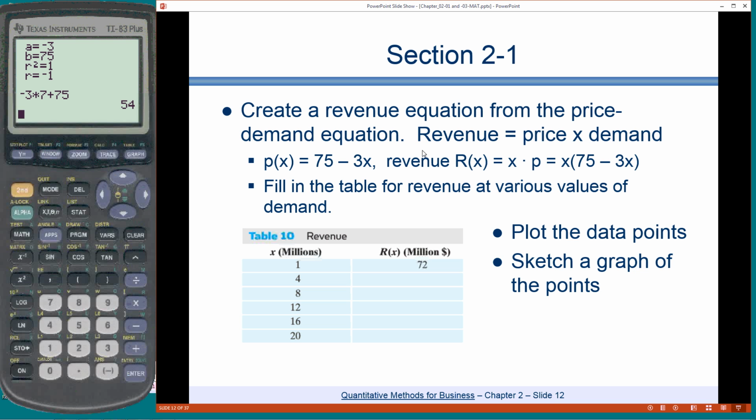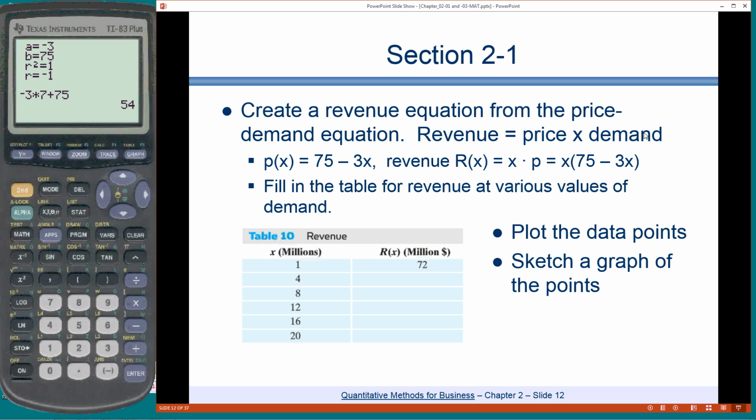If you sell 100 iPhones for $50 a piece, you get $5,000 to put in your pocket. Okay? Revenue equals price times sales. Now you might say, well, wait a minute. That doesn't say sales there.